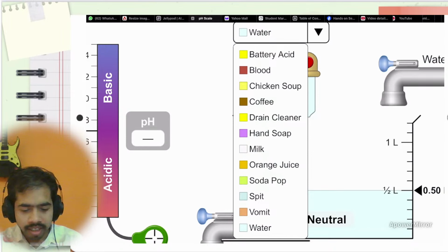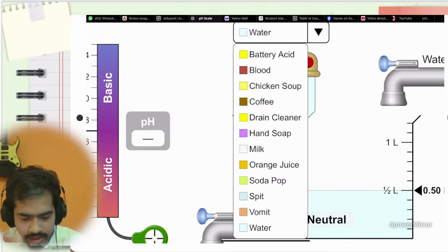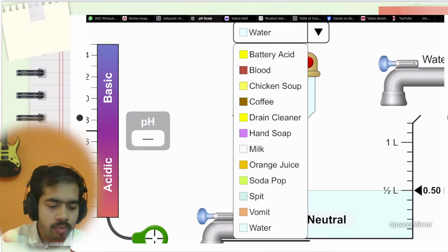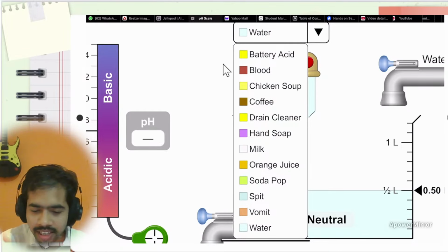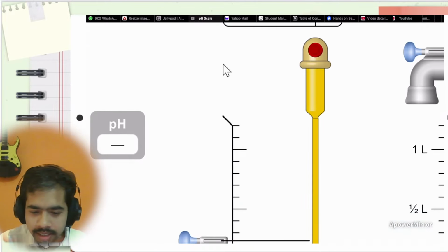So please tell me something from here. I can take it as a sample. Anyone can say from WhatsApp also. What sample? Your favorite sample? It is visible. Battery acid, blood.